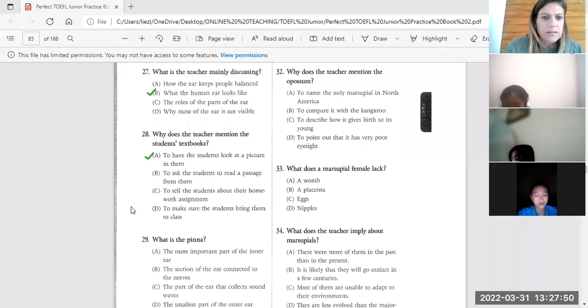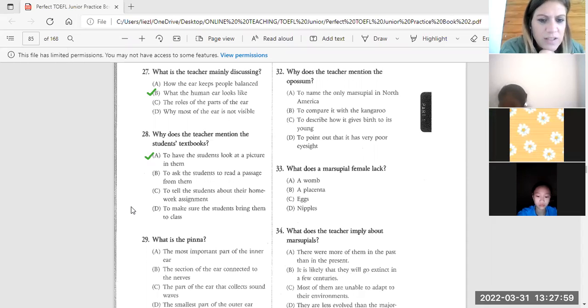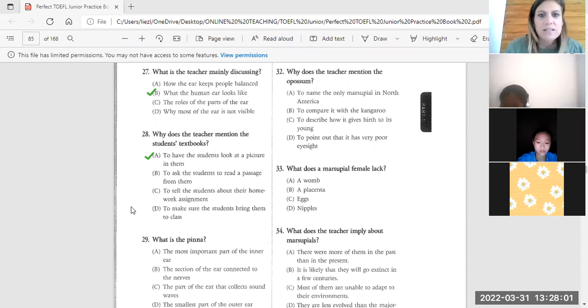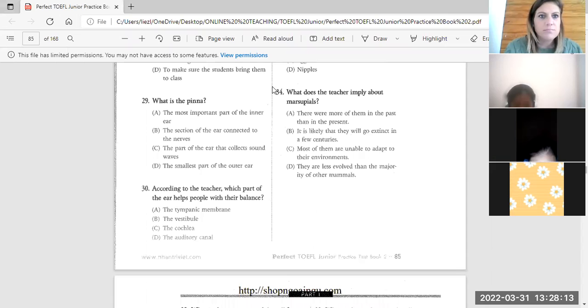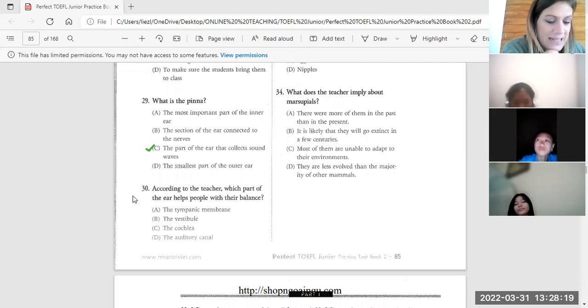Okay. What is the pinna? The most important part of the inner ear, the section of the ear connected to the nerves, the part of the ear that collects sound waves. Okay, now let's have a look at that part. I think it's C, the part of the ear that collects sound waves. According to the teacher, which part of the ear helps people with their balance? Okay, I'm going to keep on reading.